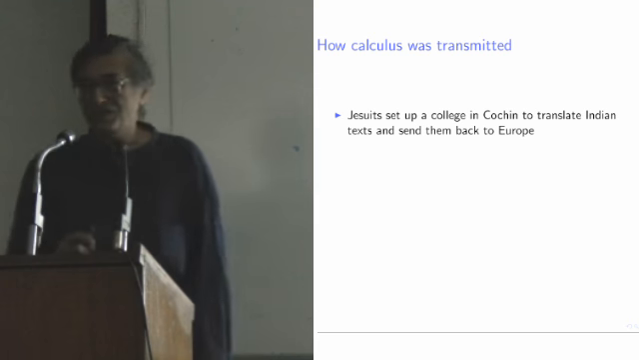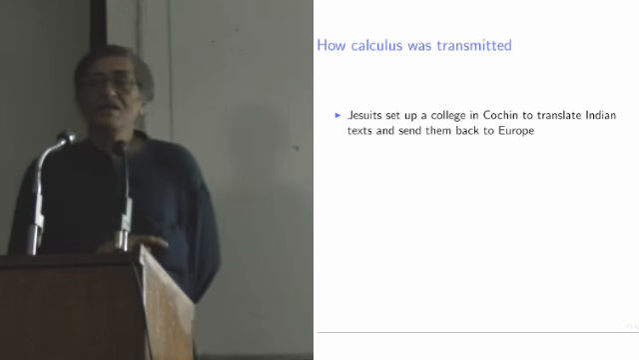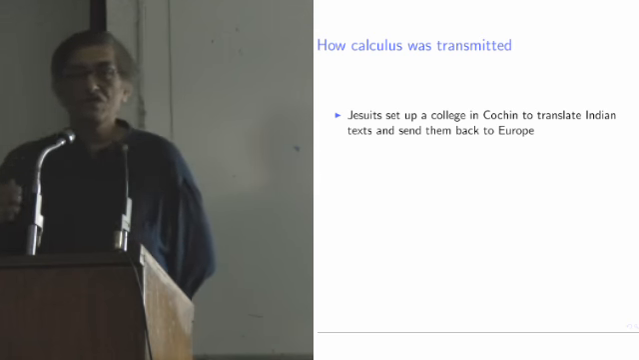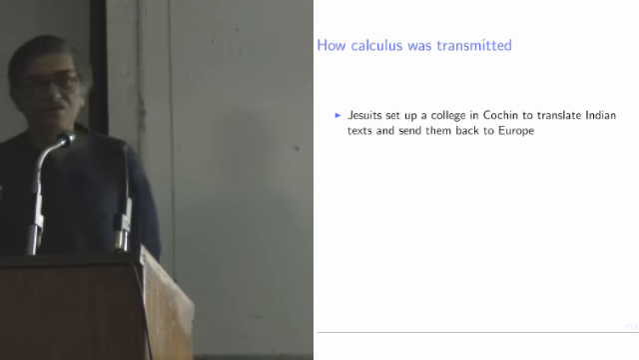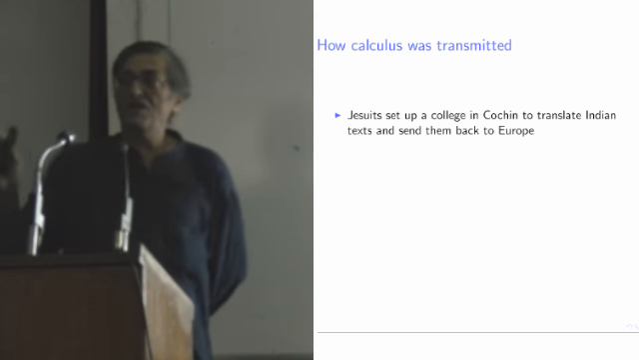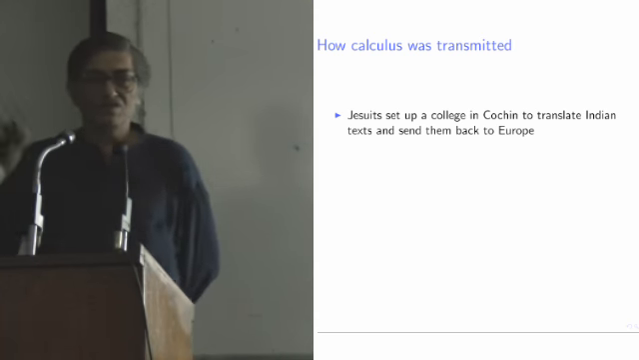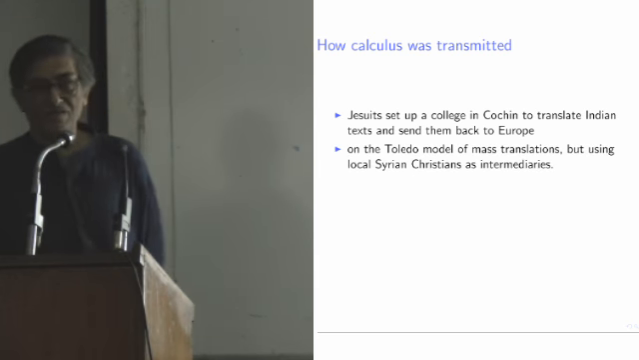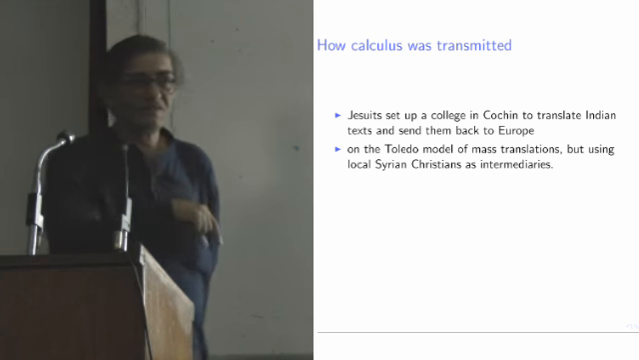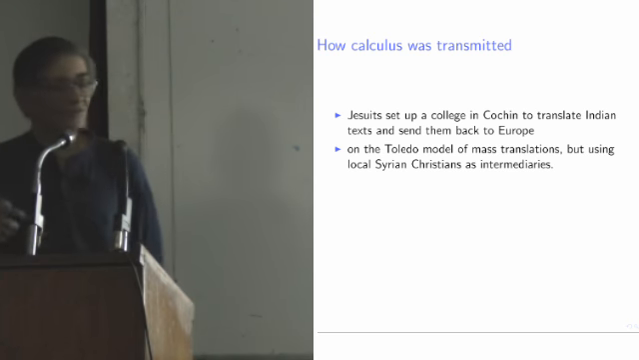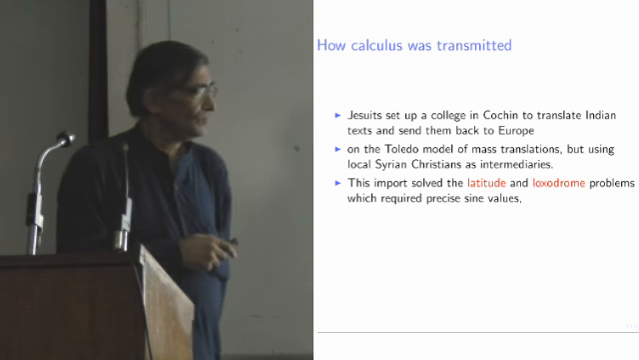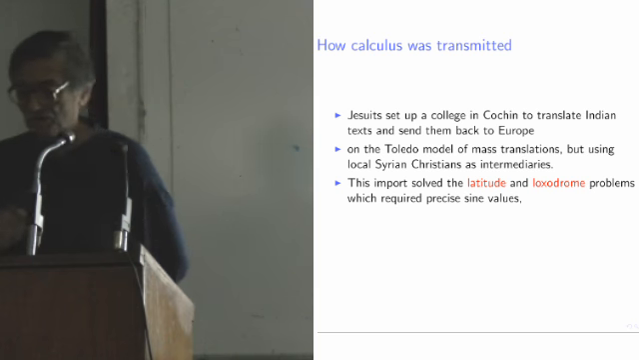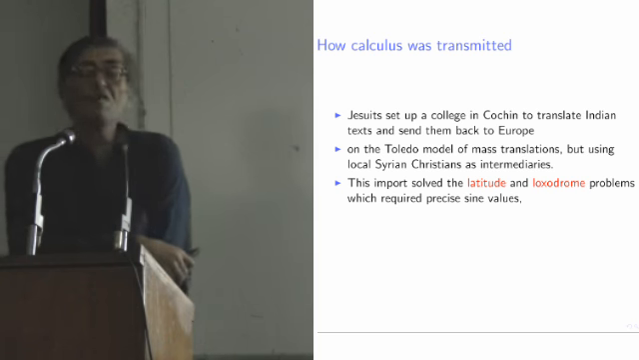Okay, so how was the canon transmitted? We know that when the church is successful in something, it repeats that. So it was successful in the Toledo translation, because Toledo translations were repeated in Cochin. The texts were mass translated from Sanskrit to Latin and sent back to Europe. Where there they had Jews and Mozarabs as intermediaries, here they had the local Syrian Christians as intermediaries, and so on. Long story. So the sine table solved the problem of loxodromes. And it solved the problem of latitude determination.